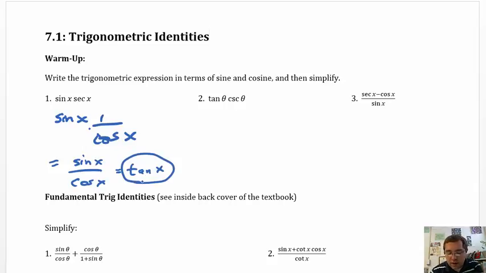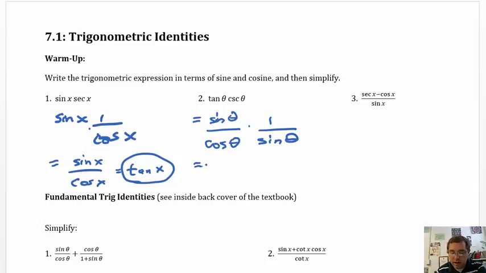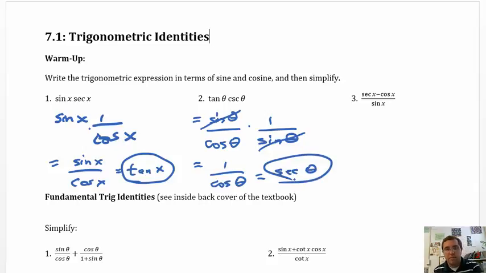Number 2, the tangent of theta times the cosecant of theta. Let's rewrite everything using sines and cosines. I know tangent is sine divided by cosine, so sine of theta over cosine of theta. And I know cosecant is the reciprocal of sine, so 1 over sine of theta. Now when we simplify, you'll notice there's a sine on the top and a sine on the bottom. They cancel out, those sines of theta, leaving us with 1 over cosine of theta, and of course 1 over cosine of theta is the secant of theta.